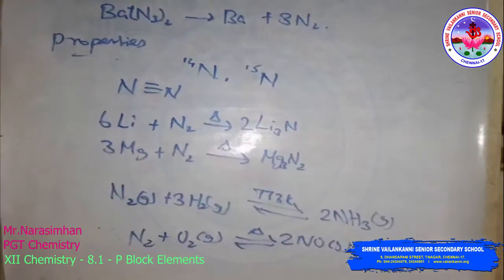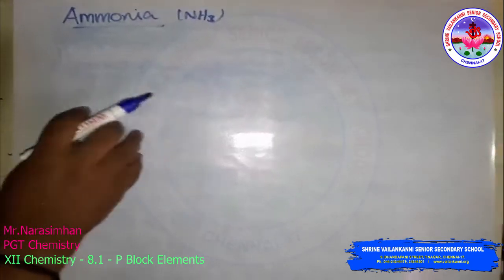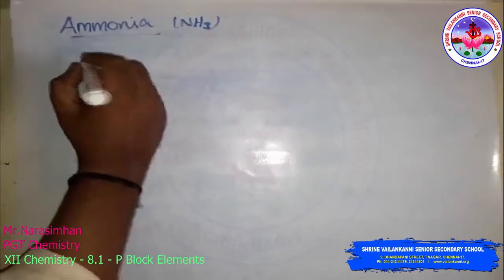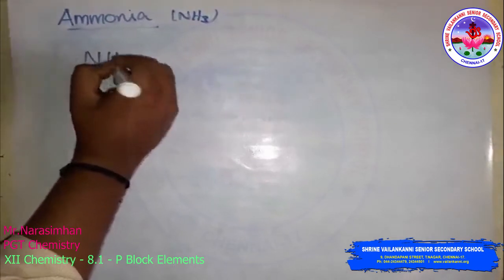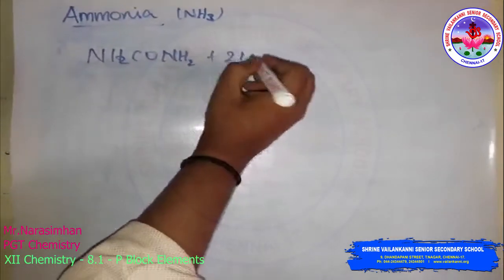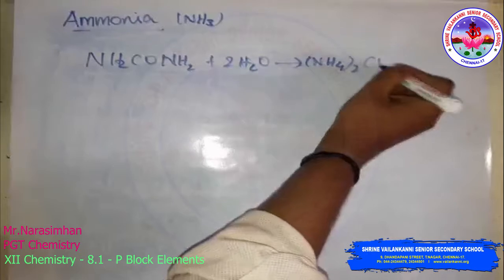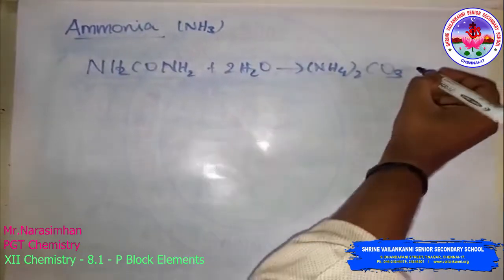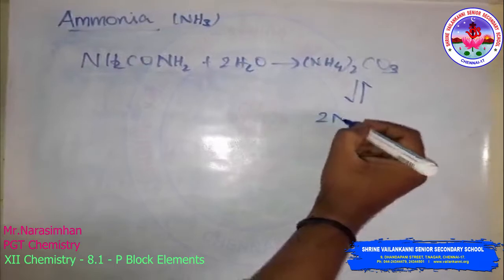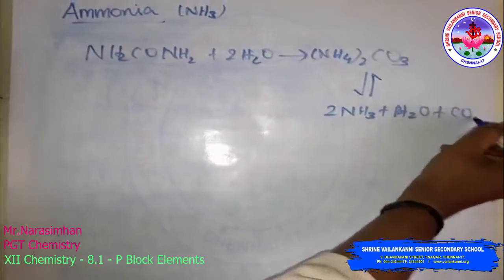Then ammonia, and its preparation. Ammonia is present in small quantities in air and soil, where it is formed by the decay of nitrogenous organic matter like urea. What is the formula of urea? It is NH2CONH2. It reacts with water, dissolving in water to form ammonium carbonate, (NH4)2CO3. Then again it gives ammonia, water and carbon dioxide gas.